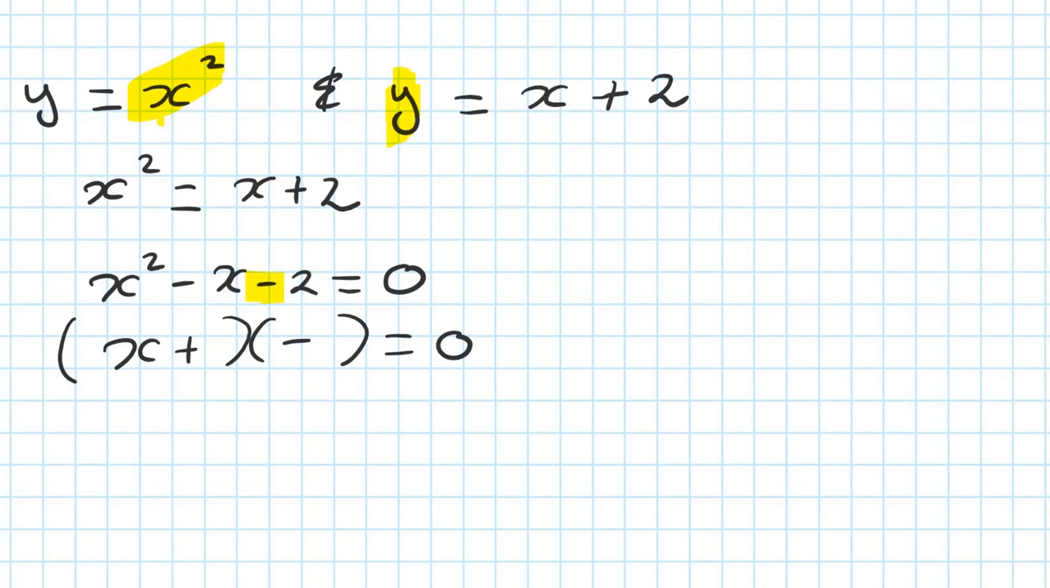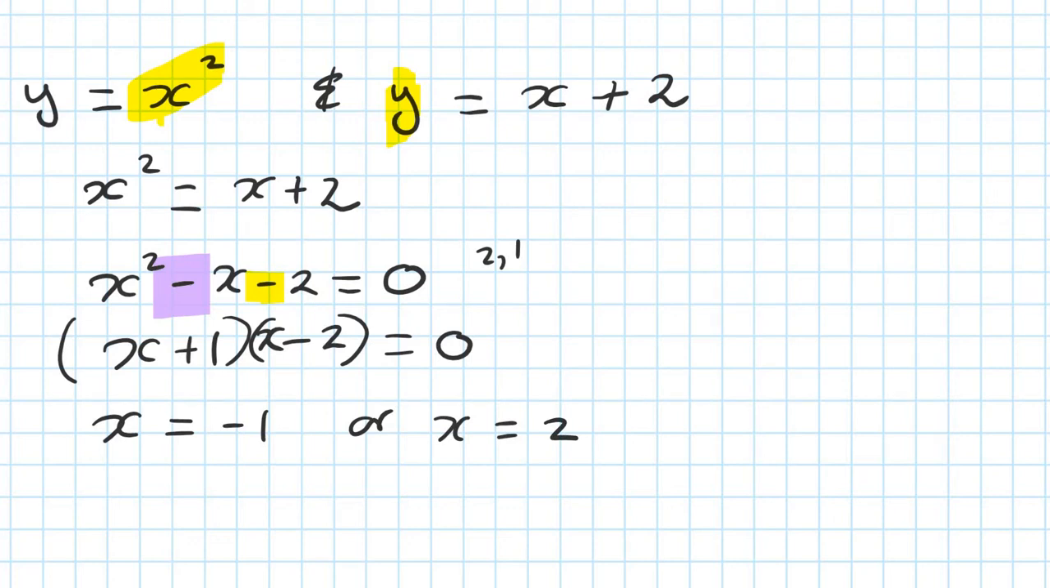So let's look at this first. What times what gives me 2 and the difference is 1? Of course, 2 and 1. 2 times 1 is 2, the difference is 1. But because it's negative, the bigger number goes on this side, because this side here is negative. So we put the negative number on this side and the 1 here. So x is equal to negative 1, or x is equal to 2.